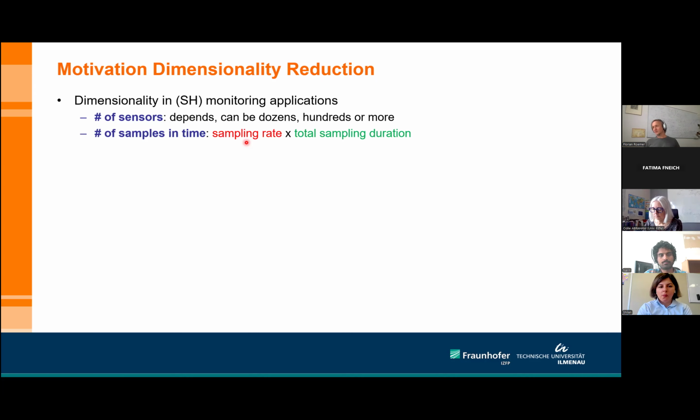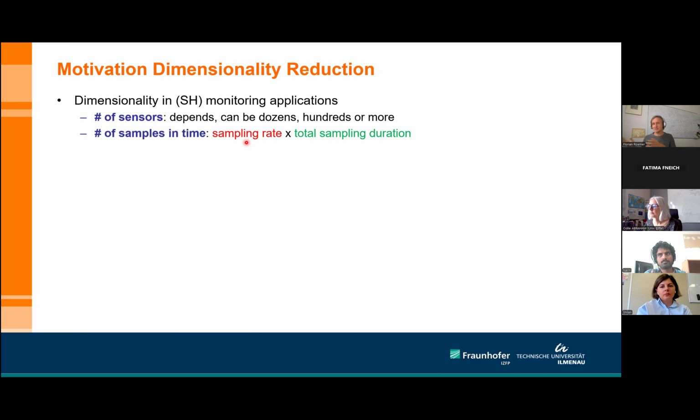And the other thing it depends on is the number of samples in time. So how many samples does each sensor collect, which itself depends on the sampling rate at which the sensor runs times the total sampling duration. You can have a sensor that samples at a very low rate, so it takes readings every couple of minutes, maybe if it monitors a temperature or something like that. But then it runs the whole time for months or years. Or you can have sensors with very high sampling rates, like collecting ultrasonic data. Think of coda wave data, but they won't be running the whole time.